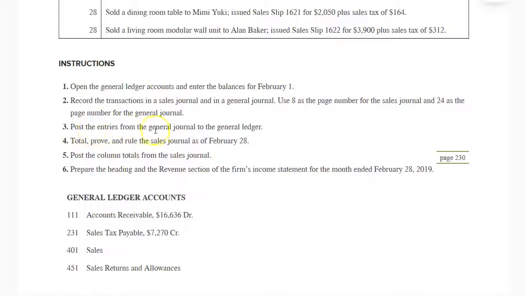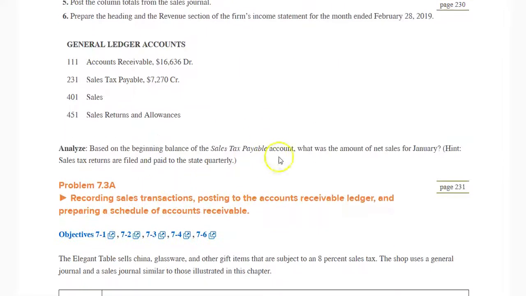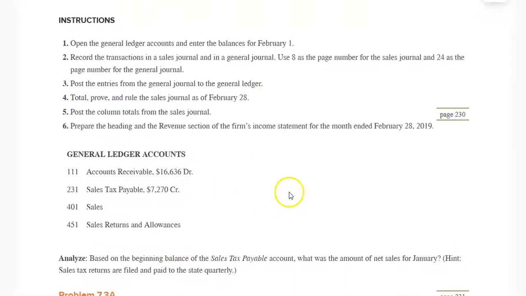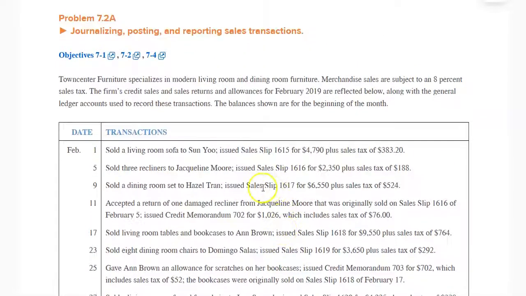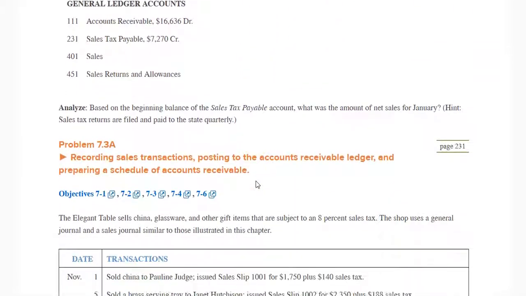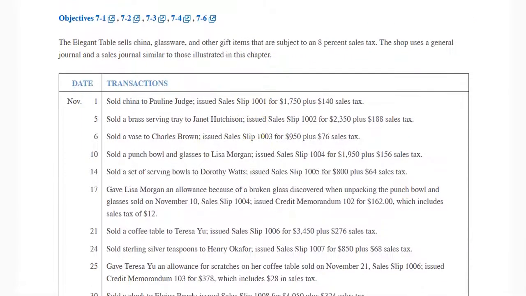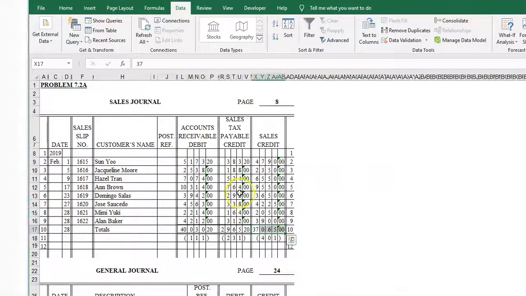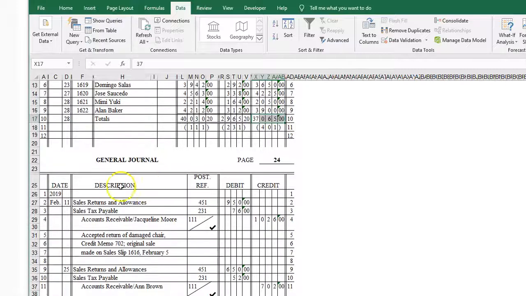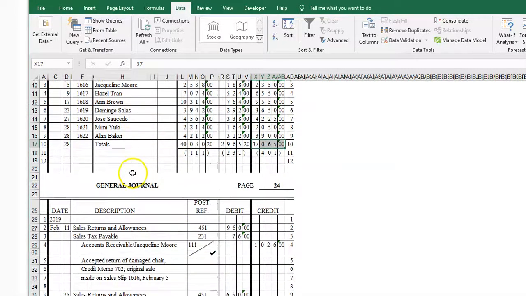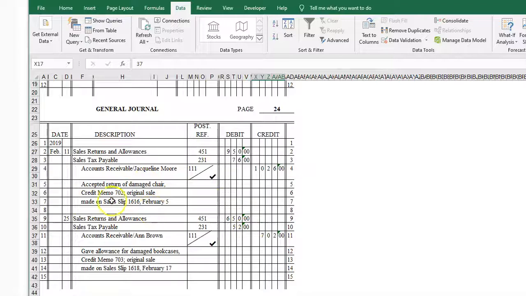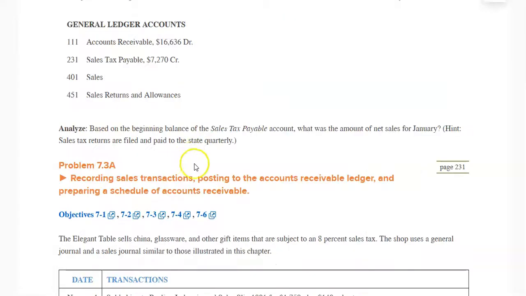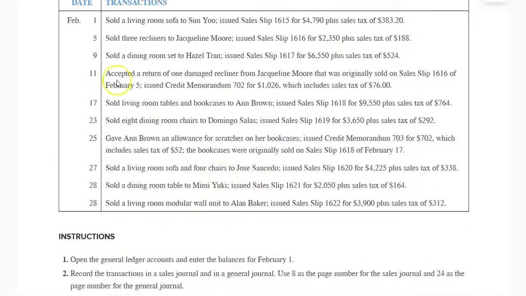It says post the entries from the general journal to the general ledger, total proof, post the column totals from the sales journal, prepare the heading of the revenue. So what they're asking us to do is this problem in the general journal, Jekyll and Moore. Okay. So this is where somebody returned something, February 11th. It's got to be in this problem somewhere, February 11th. Somebody returned something. Yeah. Accepted a return.